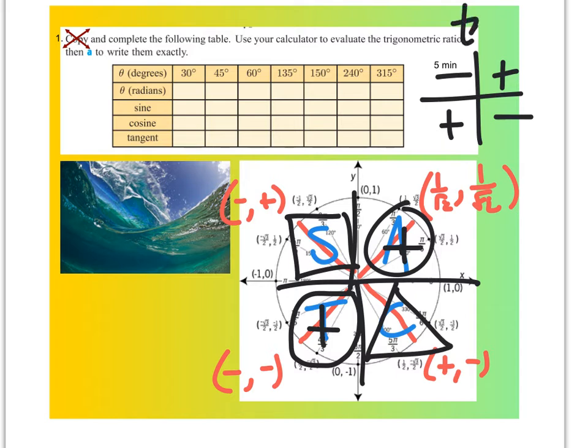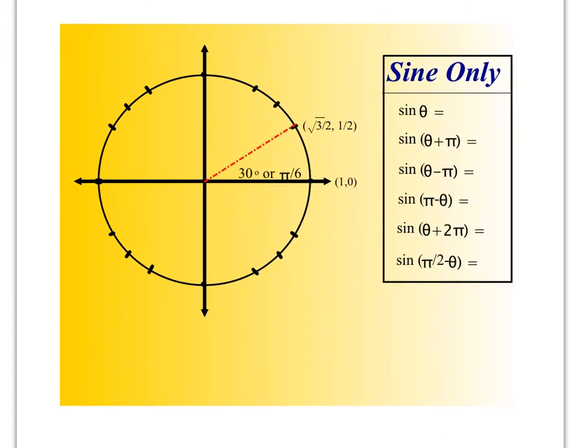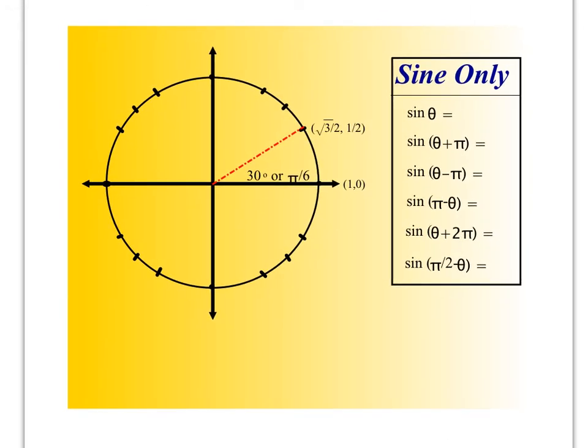Alright, that would be tangent of theta is positive in quadrants 1 and 3, negative in 2 and 4. Those are some good things to be aware of. So, sine only. Here's sine of theta, right? So sine of theta in this case is what, 1/2?